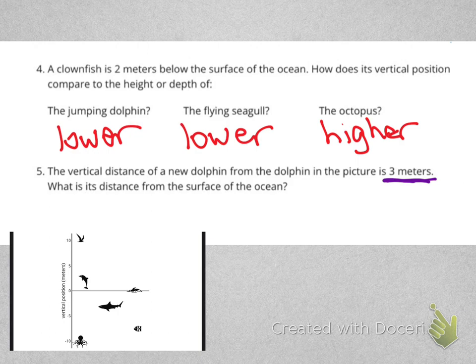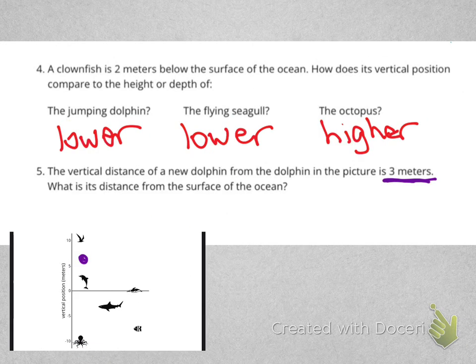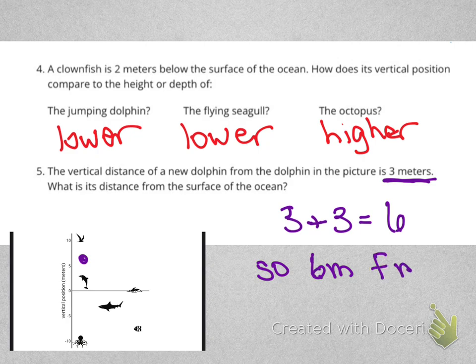Okay? So he's going to be up here. Again, I'm just drawing a circle. And we estimated the dolphin to be at 3 meters. Okay, that's where our dolphin is. That's where we said he was. So if this dolphin's 3 meters higher, we have 3 plus 3 equals 6. So 6 meters from the surface of the ocean.